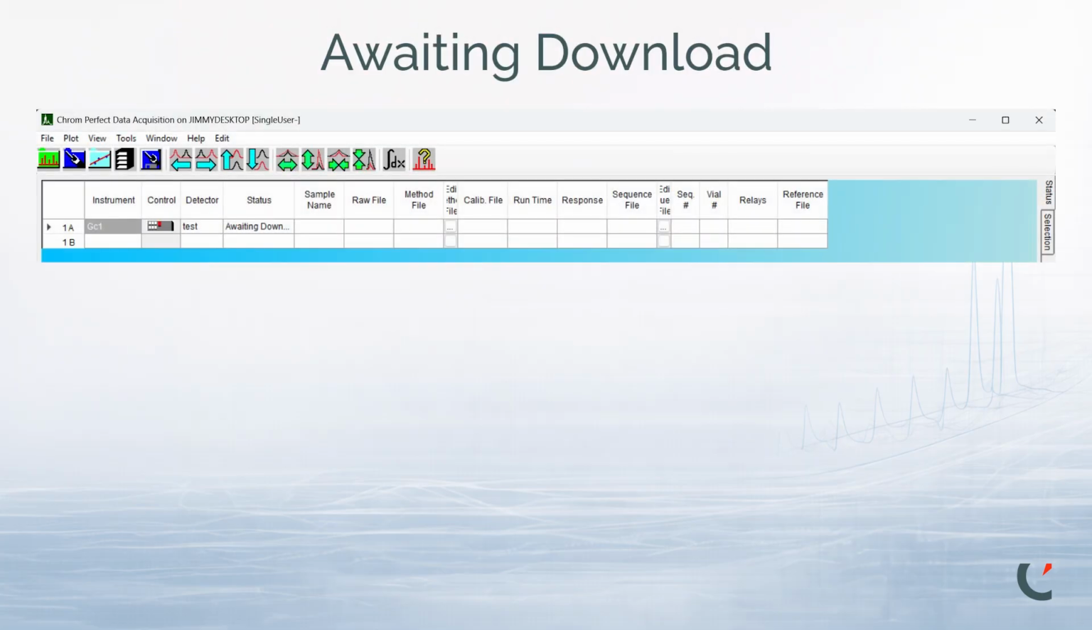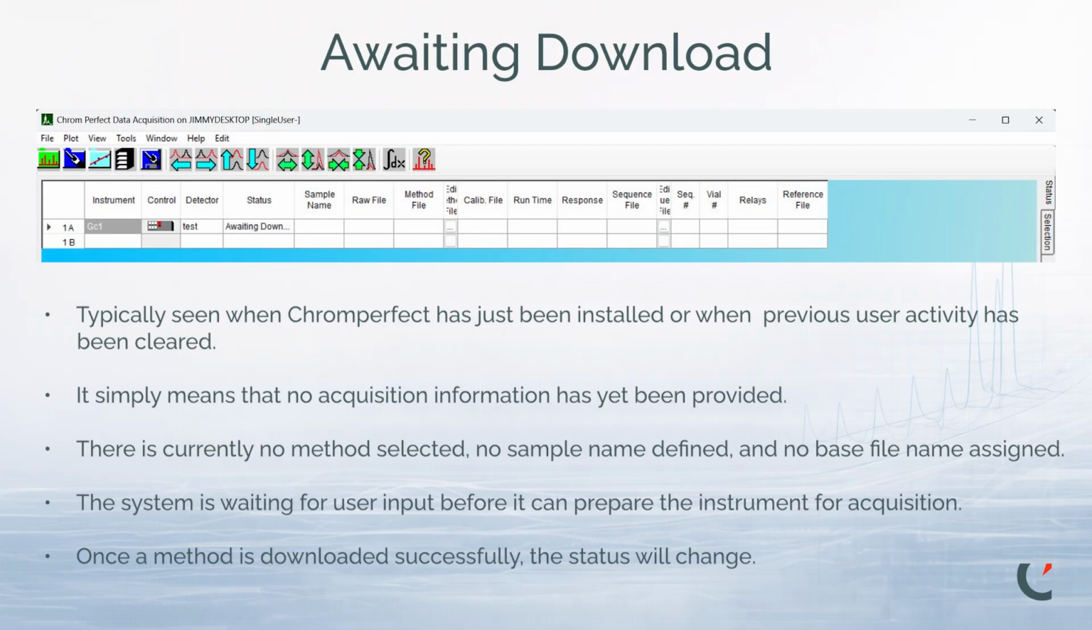Awaiting download is typically seen when Chromperfect has just been installed, or when previous user activity has been cleared. It simply means that no acquisition information has yet been provided. There is currently no method selected, no sample name defined, and no base file name assigned. The system is waiting for user input before it can prepare the instrument for acquisition. Once a method is downloaded successfully, the status will change.